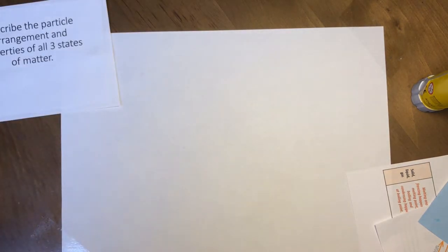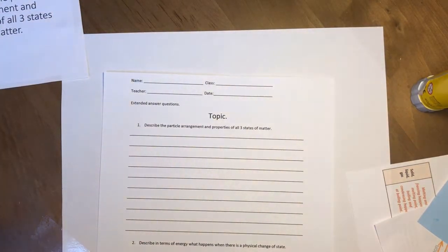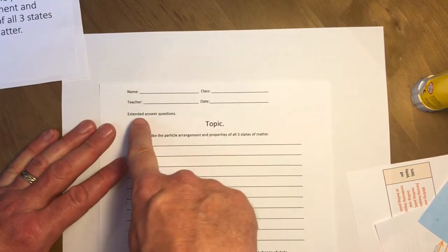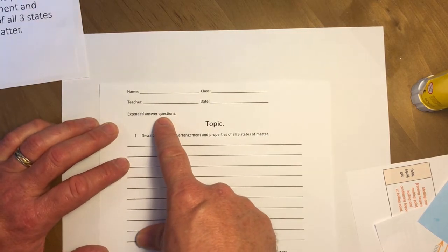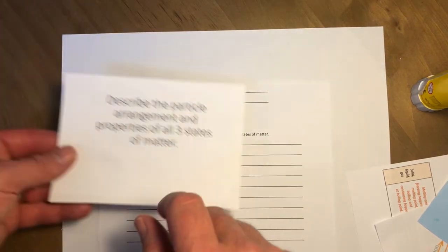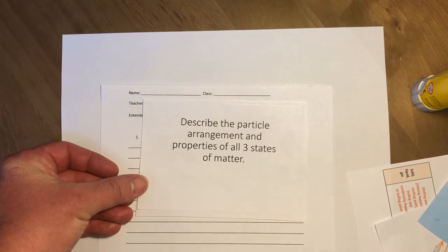Now, when you've done that at home, what you'll also find on Google Classrooms is a question sheet. These are the questions that you need to fill in and send back to school, or will be done as homework or even an end of unit test. Your name, your class, your teacher and the date that you did it. These are extended answer questions. So that basically means it's not, well, what are the 3 states of matter? Solid, liquid, gas. It is describe, and other questions are going to be explain.